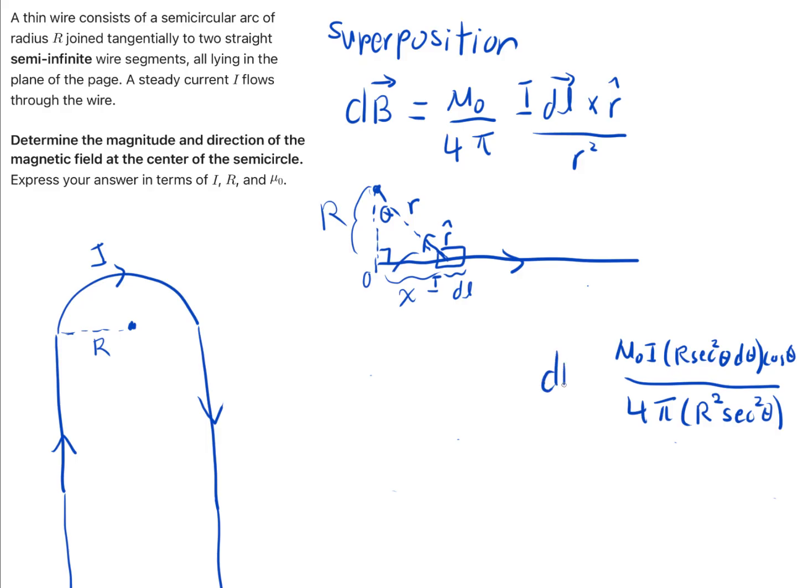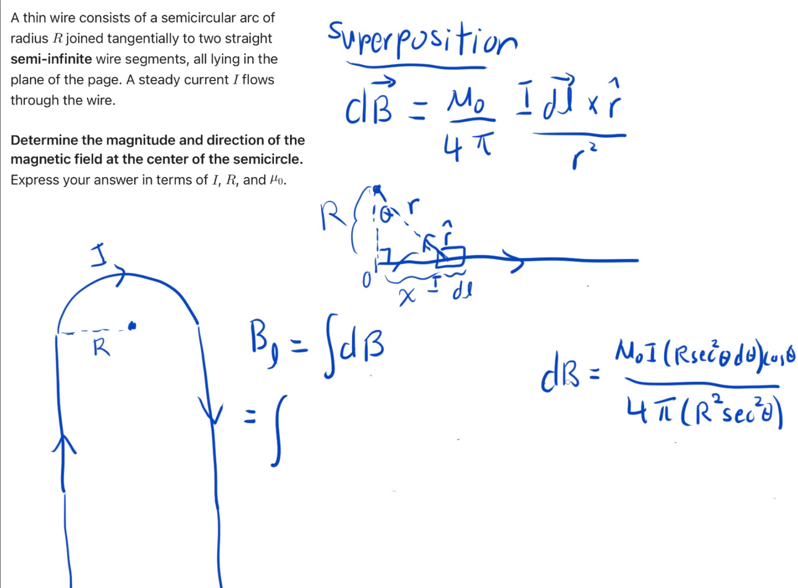So dB equals this. So now to get the total magnetic field from this semi-infinite line, to find its magnitude, we just integrate and sum up all of the little magnetic fields from each point along this. And again, this is basically one application of superposition, where the total magnetic field from this line is just the sum of the magnetic fields of all of the little tiny elements of the line. So this becomes an integral.